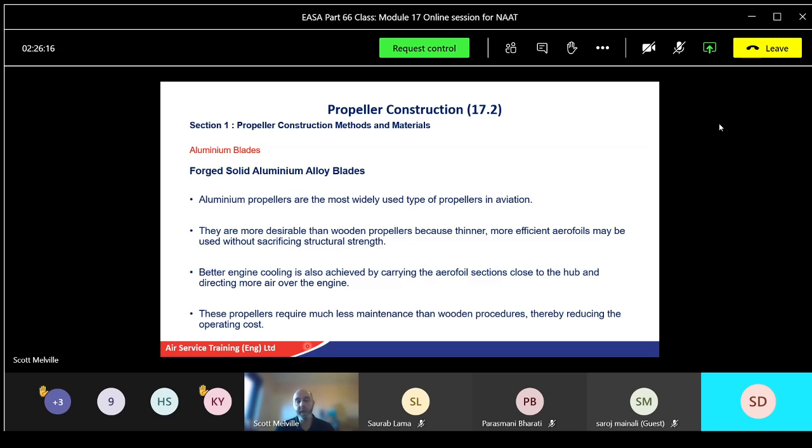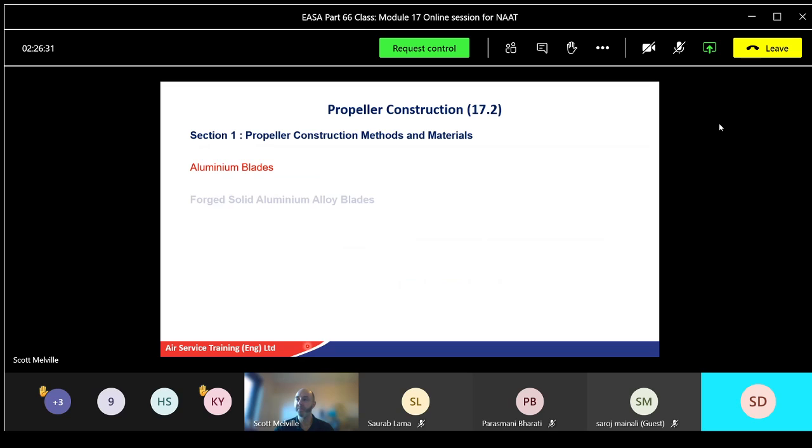Propellers require much less maintenance. You still have to inspect them, obviously. They are less prone to damage than wooden ones. The wooden ones obviously are more susceptible to damage. Therefore, less maintenance means less time on them, which means less money. And it all unfortunately comes down to the money, doesn't it?